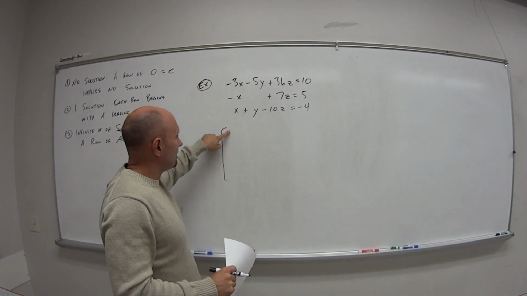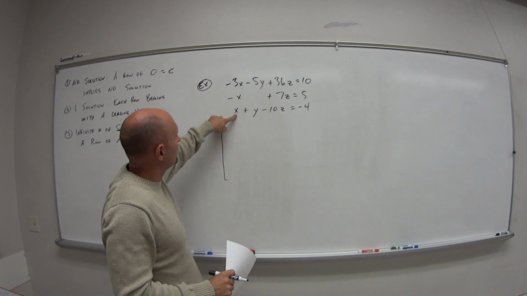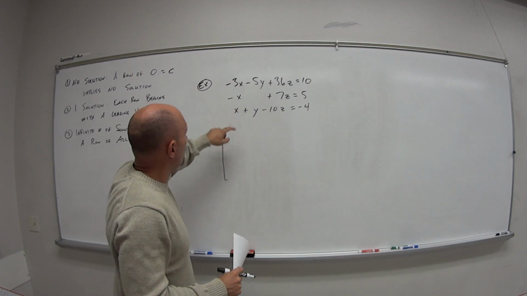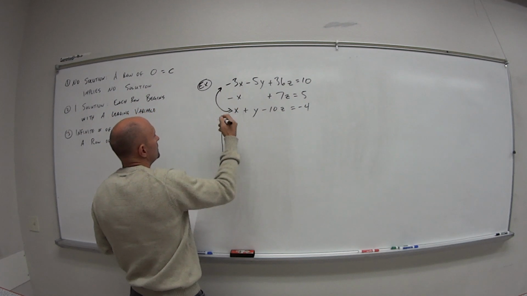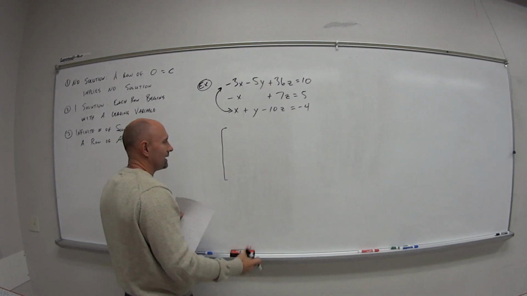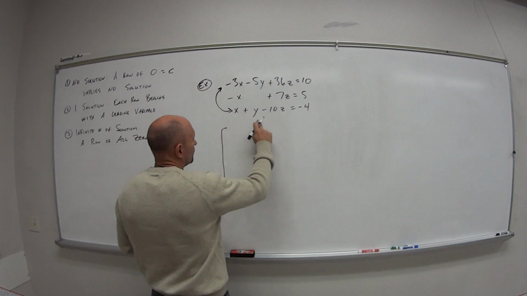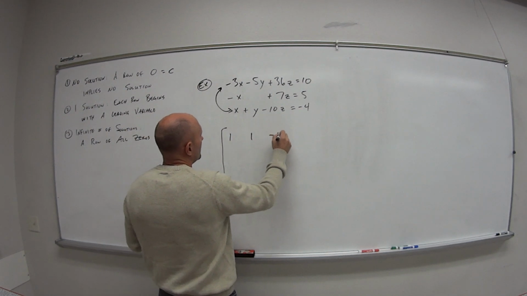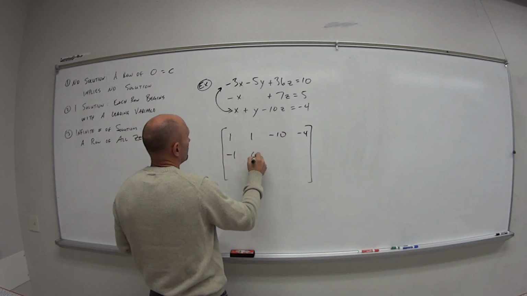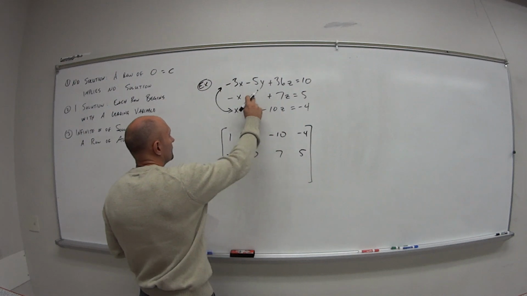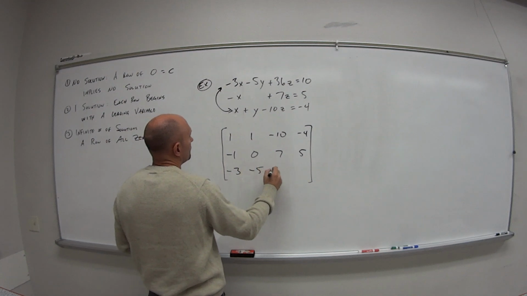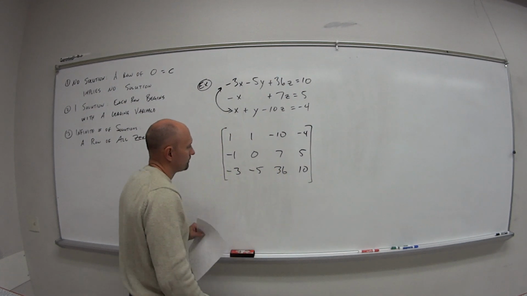But this last row, I ideally want a 1 in this position here, right? And so if I use this last row first, it's going to give me a 1 in that position. So I'm just going to switch these 2 rows when I write it into the matrix. You could write the whole matrix and then switch them and rewrite it again, but it's just kind of doing double work. So I'm going to write this row first, 1, 1, negative 10, negative 4. Leave the second one alone, negative 1, 0, 7, 5. Don't forget there's a 0 there, a placeholder. And then the last one, negative 3, negative 5, 36, 10.